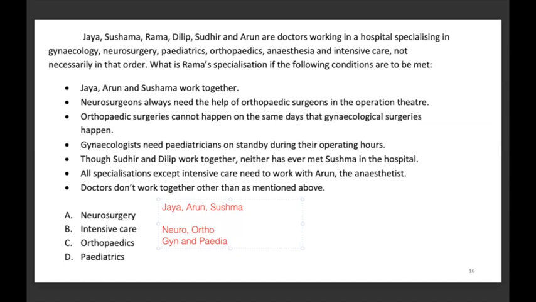Though Sudhir and Dilip work together, they have not met Sushma. So we know another pair is Sudhir and Dilip. Also, we know that all specializations except intensive care need to work with Arun, who is an anesthetist. So Arun will also be working with them, like Arun is working with Jaya and Sushma. And doctors do not work together other than as mentioned above. So obviously, we are left with intensive care of all of them. And then we are also left with Rama specialization. So Rama will be working in intensive care. Option B is the one which is the correct answer. Okay. Move to the next one.